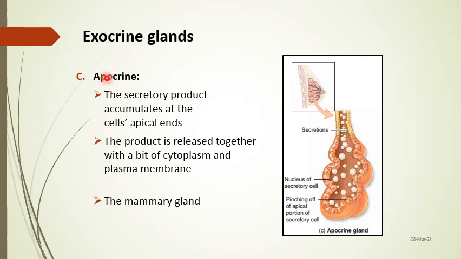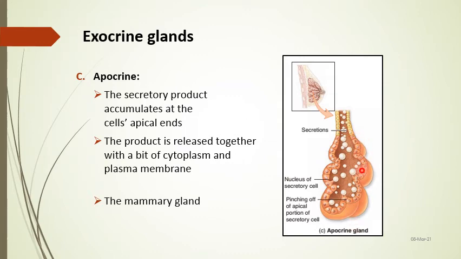The third mode of secretion is the apocrine, and the secretory product in the apocrine accumulates as the cell's apical ends, the apical part of the cell, and the product is released together with a bit of cytoplasm, apical cytoplasm, and plasma membrane. And this occurs in the mammary gland, the apocrine secretion.